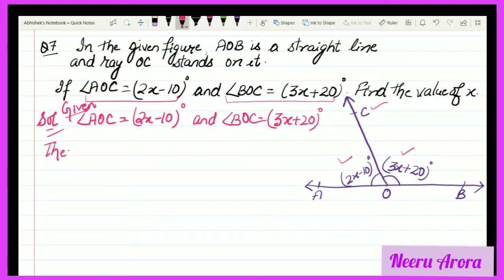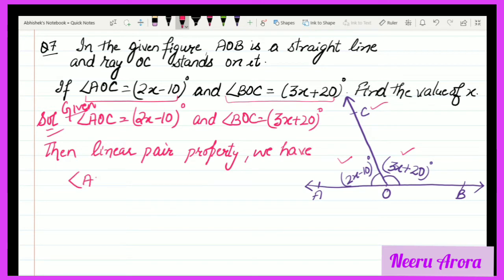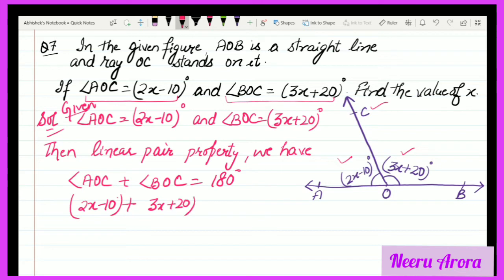So by the linear pair property, we have their sum as 180 degrees. AOC plus BOC is equal to 180 degrees. So here it is 2x minus 10 plus 3x plus 20 is equal to 180 degrees.